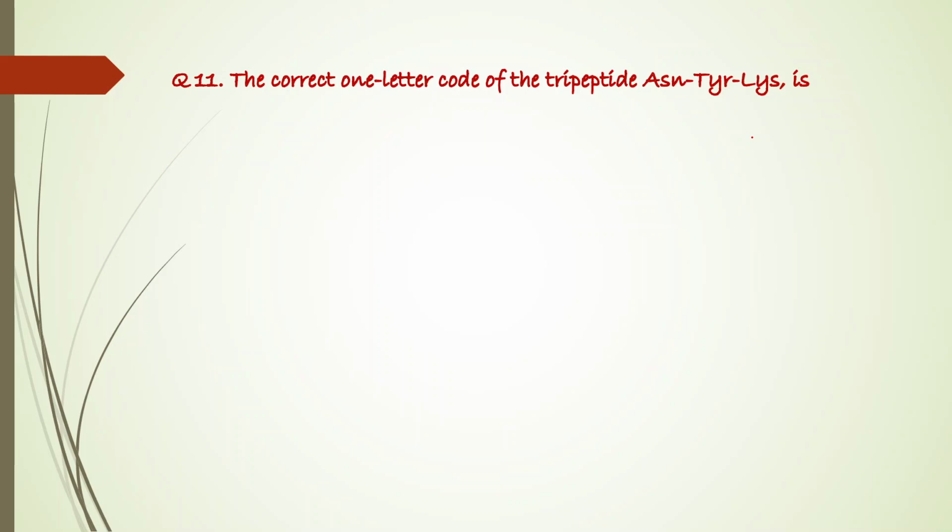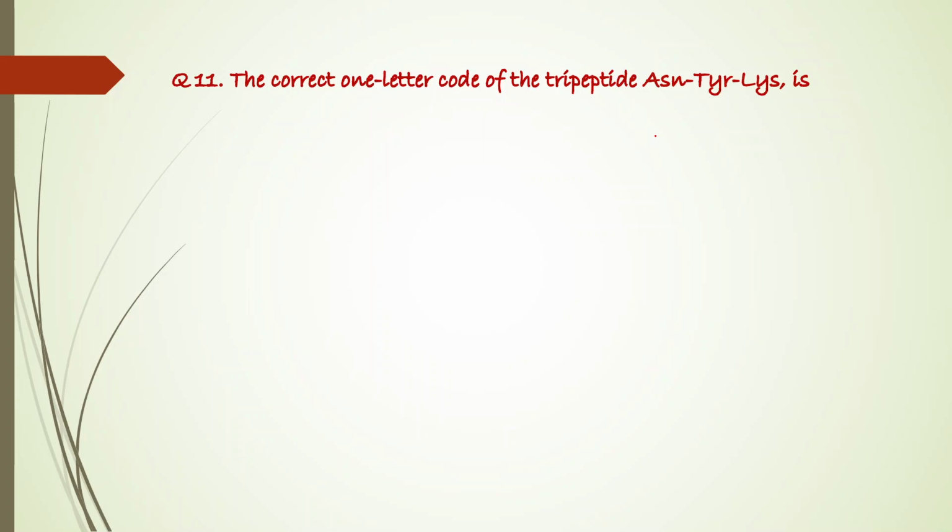Okay, I can see one answer. Okay, she has corrected it to NYK. Another answer is NYL. Okay. Another answer NYK. Okay. So, what is ASN? It is asparagine. TYR is nothing but tyrosine and LYS is nothing but lysine. Asparagine, everyone chose the correct option, that is N. For tyrosine, it is Y, that is again correct.